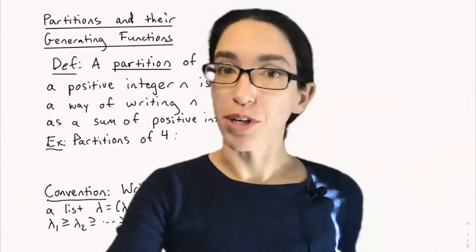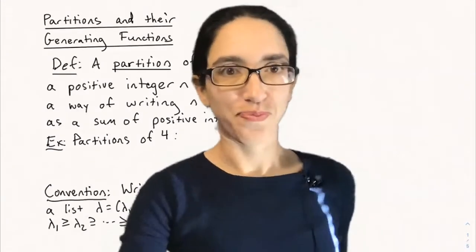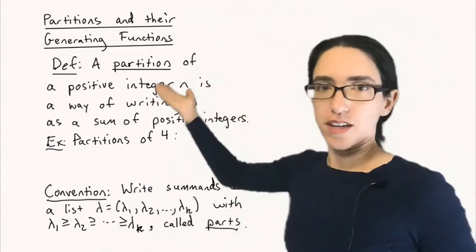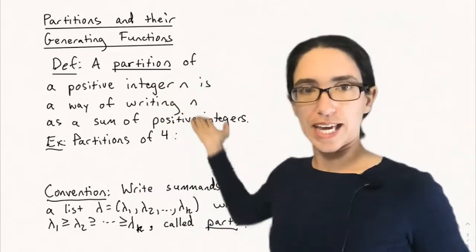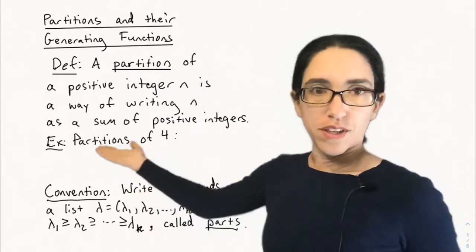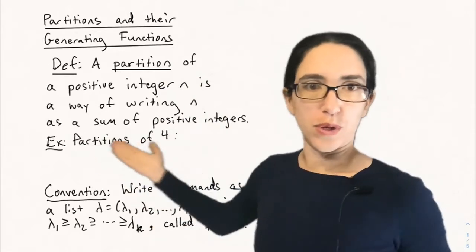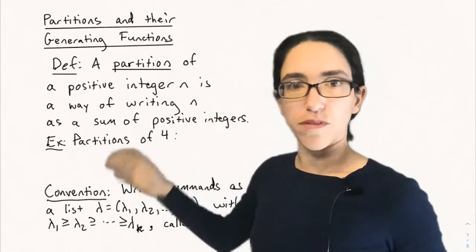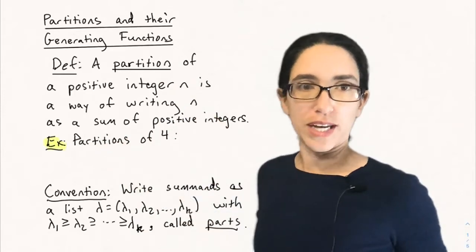Today's video is a bonus topic video on one of my favorite topics in combinatorics, which is partitions and their generating functions. So a partition of a positive integer n is just a way of writing n as a sum of other positive integers. As an example, the partitions of 4, we can write 4 as a sum of other integers in a number of different ways.